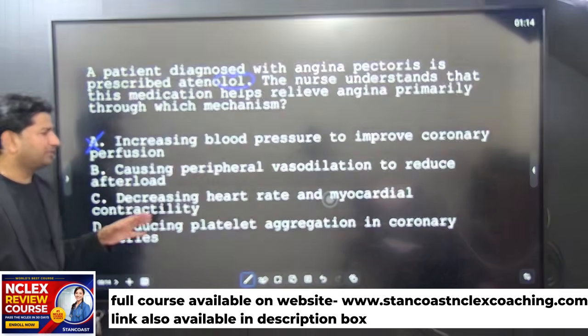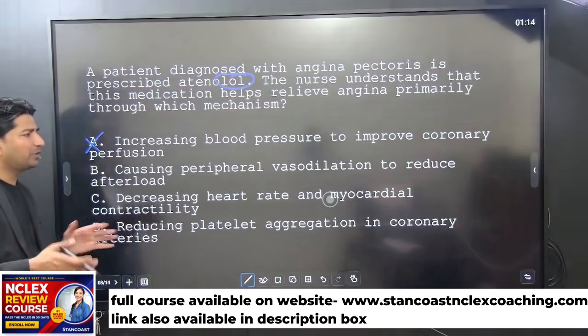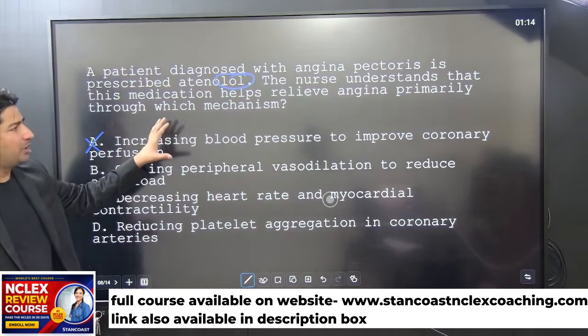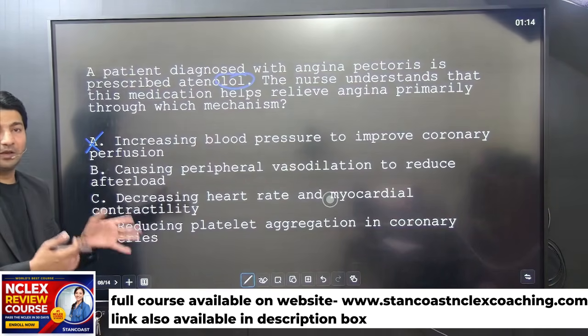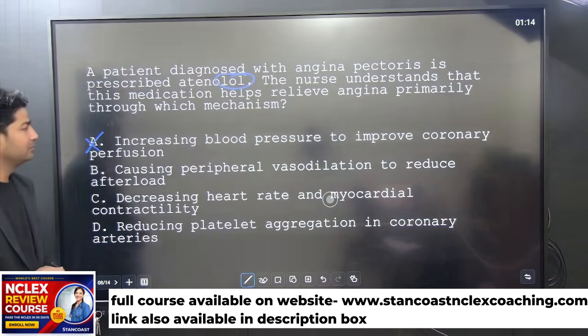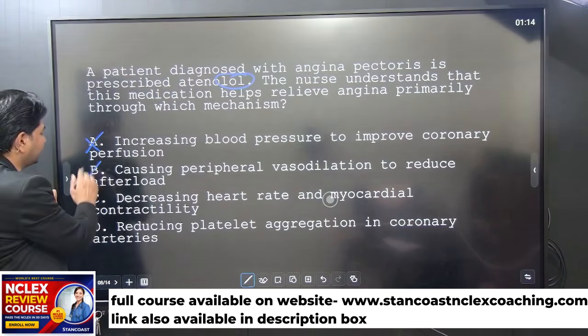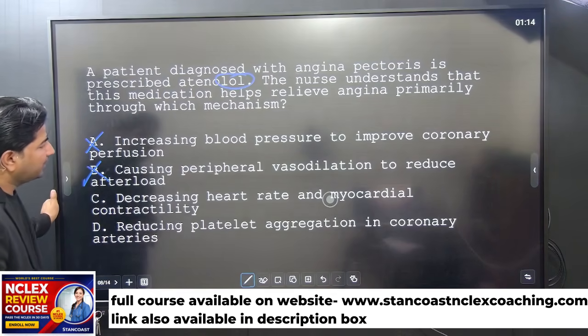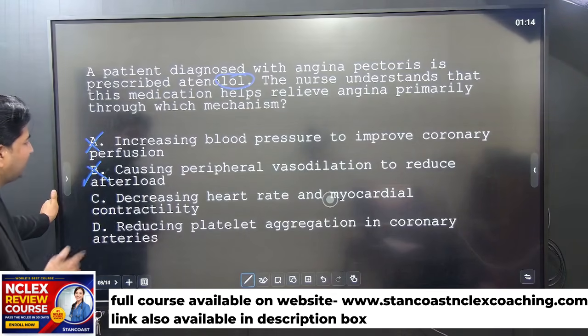Causing peripheral vasodilation to reduce afterload? It doesn't cause vasodilation. It doesn't work on the blood vessels. All beta blockers work only within the heart. They go inside the heart and reduce the activity of the beta receptors on the SA node. So it doesn't perform the function of vasodilation.